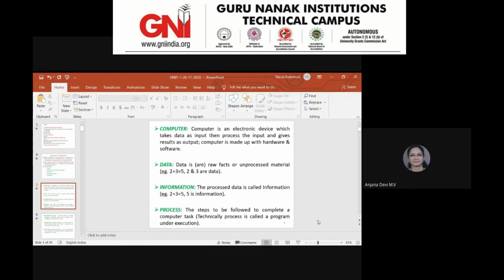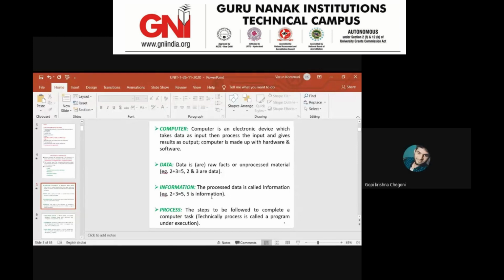Now, the next point: process. What is a process? The steps followed to complete a task. What task have we completed in that mixie jar? All those unprocessed materials we have given, then after we run the mixie, those materials will be processed. That means my mixie performed the processing. Here also the CPU performs the task. The processor processes that data.